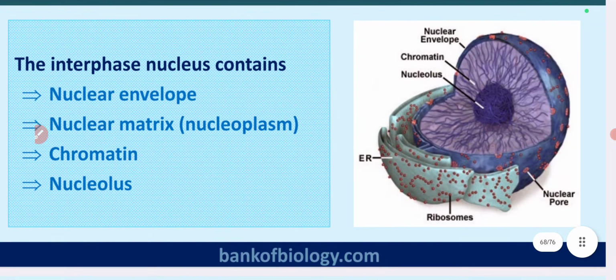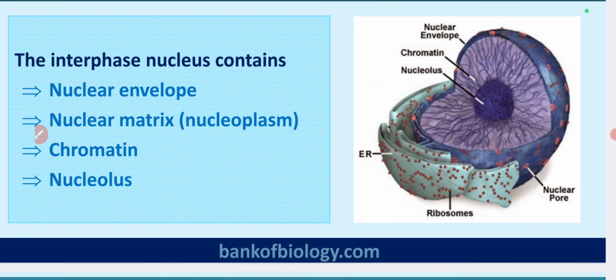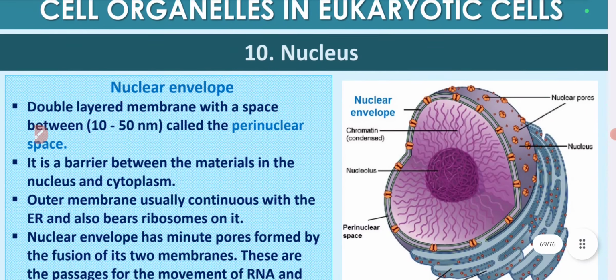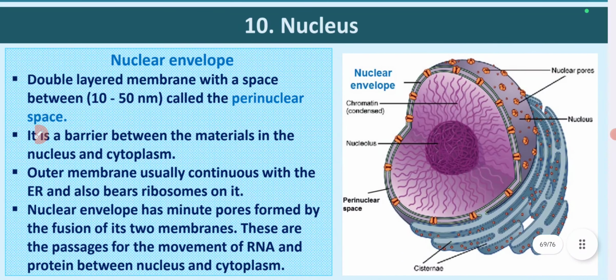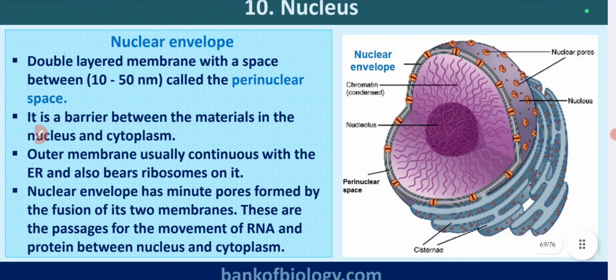The interphase nucleus contains the nuclear envelope, nuclear matrix or nucleoplasm, chromatin and nucleolus. See the diagram. First of all, the nuclear envelope: a double-layered membrane with a space of 10 to 50 nanometers between them, called the perinuclear space. It is a barrier between the material in the nucleus and the cytoplasm.